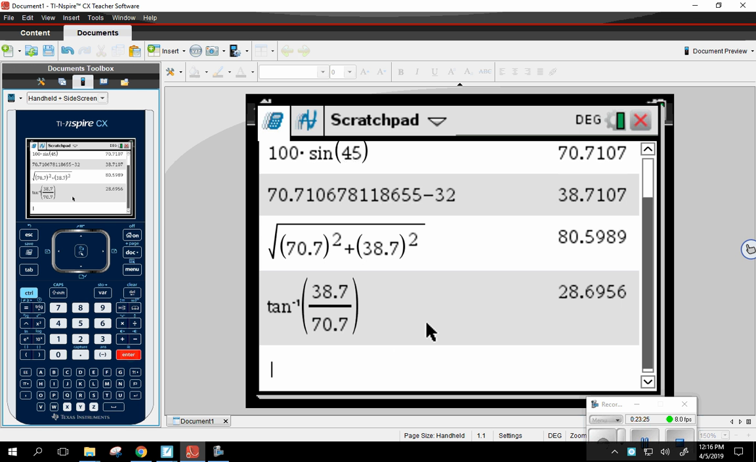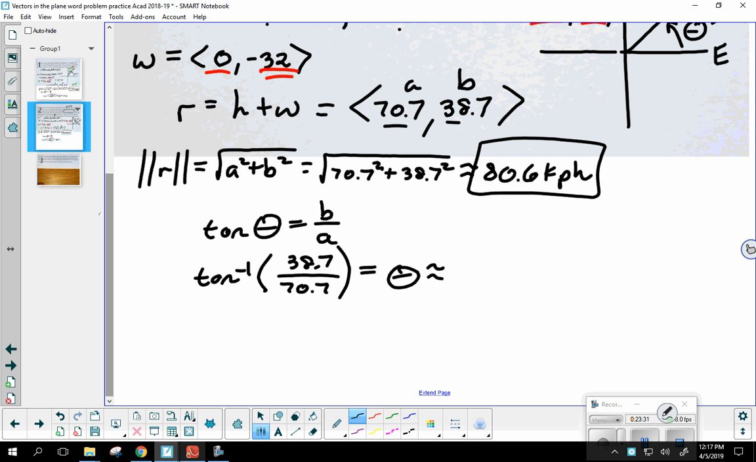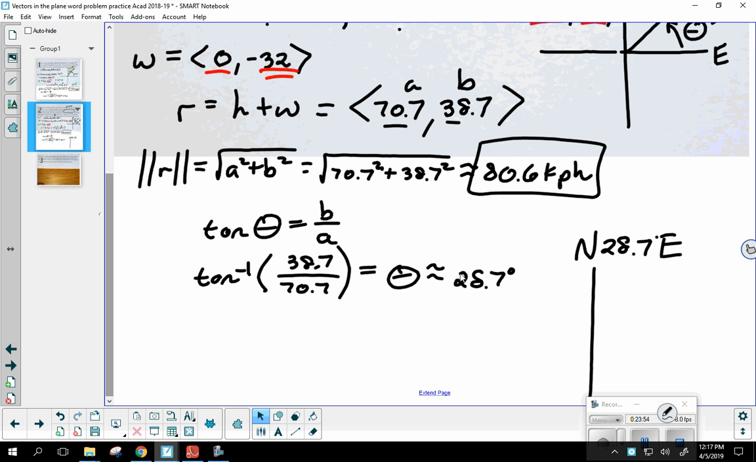All right, so I'm getting about, let's say, 28.7 degrees. Now, here's my question. 28.7 degrees. Will I go ahead and say that my answer is north 28.7 degrees east? Or am I forgetting something? Would we need to do that? Yes. Okay, well, let's talk about why.